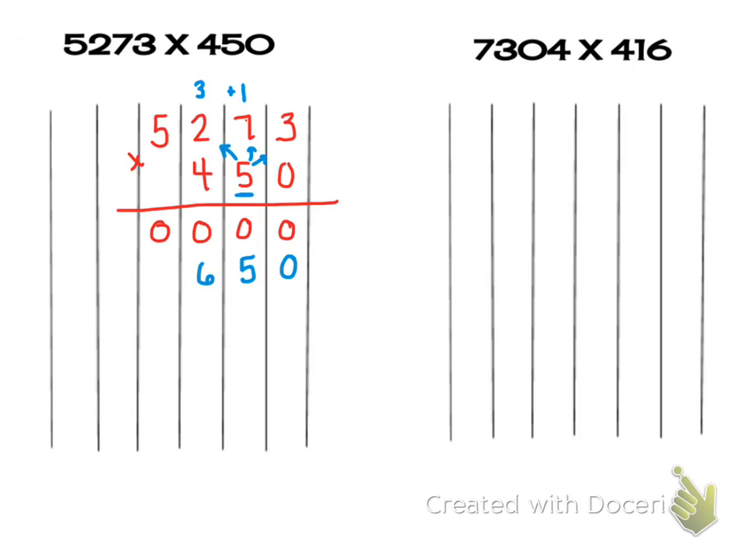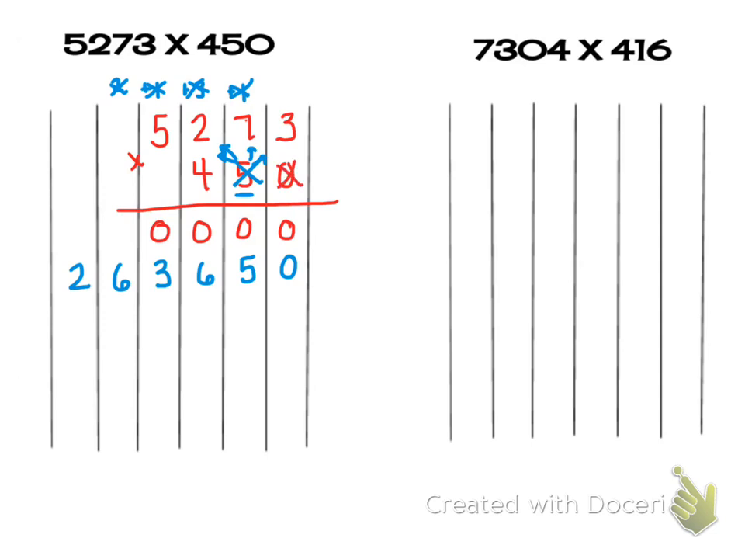5 times 2 is 10, plus the 3 is 13, and I carry the 1 over to the next number. And then 5 times 5 is 25, plus the 1 is 26. And I can put all of 26 because if I carry the 2 over, there won't be any other numbers to multiply by. Then I can get rid of the 5 and all of the numbers on top so I don't get confused. Sorry, I forgot to get rid of the 0 before.